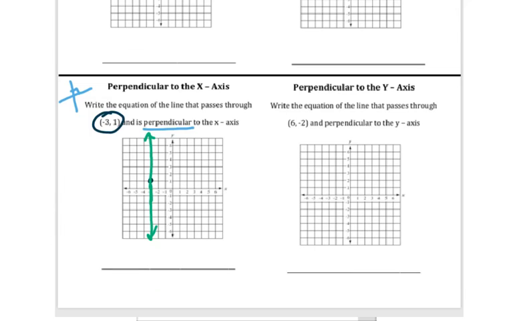So to write the equation, this is a straight line. It crosses right here. Which axis is that? That's the x-axis. At what number is it crossing the x-axis? That's the number -3.